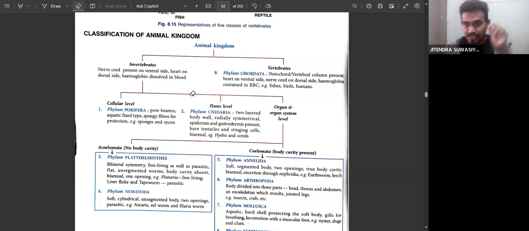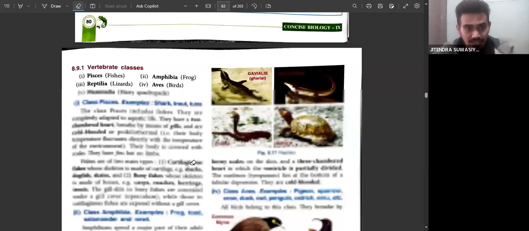Like that, from the simple cellular level to the complex multicellular organisms. A lot of processes happened over the last many crores of years. Because of that evolution, the classification is divided, but we still have several levels of organisms, the oldest animals living on the earth. We have phylum Porifera, the pore bearers, aquatic fixed type, spongy fiber for protection, and spongy cycle. So we'll discuss everything.